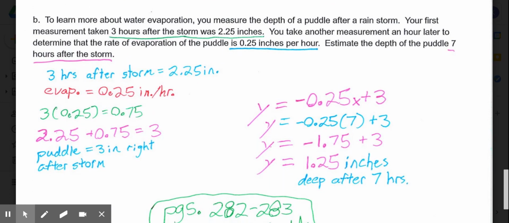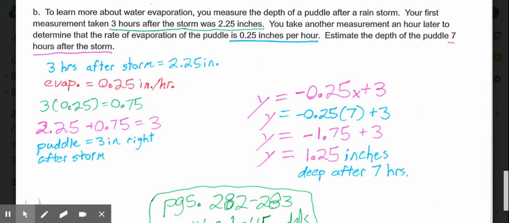Then in part B, our final example, it says to learn more about water evaporation, you measure the depth of a puddle after a rainstorm. Your first measurement, taken 3 hours after the storm, was 2.25 inches. You take another measurement about an hour later to determine the rate of evaporation of the puddle, which is about 0.25 inches per hour. Estimate the depth of the puddle 7 hours after the storm.